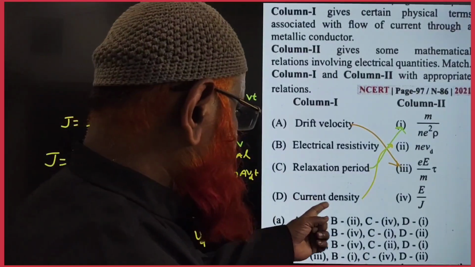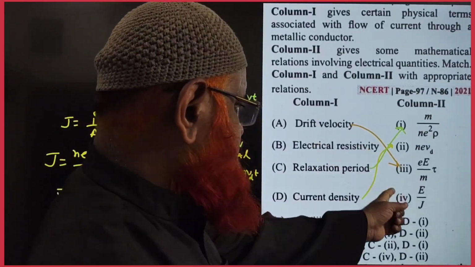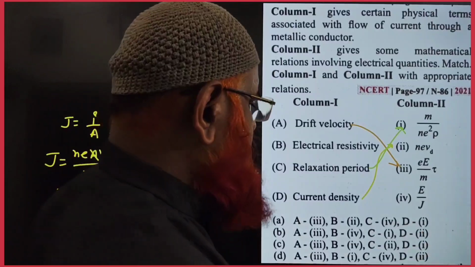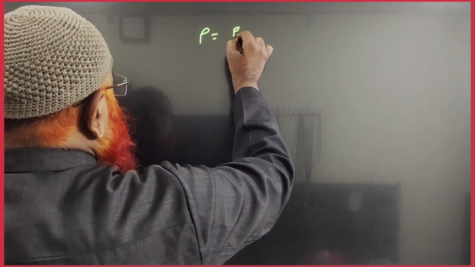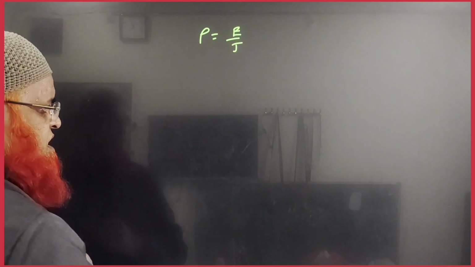Then the final thing is you have to find out what is this electrical resistivity, which is E by J, that's it. So electrical resistivity is nothing but E by J. How are we going to find out that one? Let us see here now.